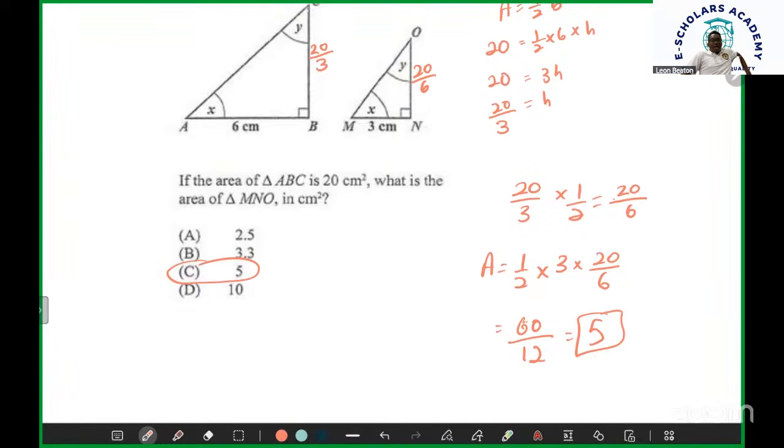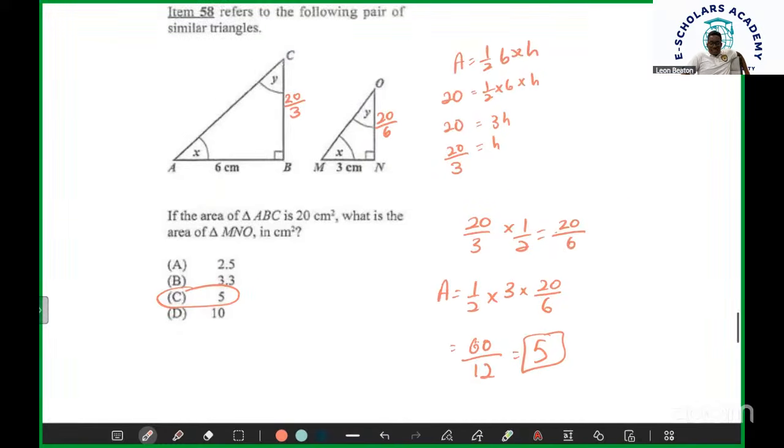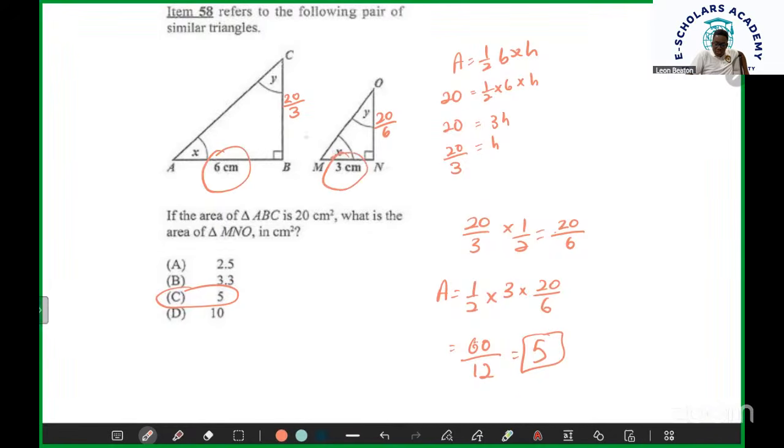So we got to be careful, right? This one is a bit harder than it looks. The common misconception is that some people say, all right, if this is 6 and this is 3, and the area is 20, that means we just gotta half the area, and the area will be 20... right? So no, we gotta be careful.